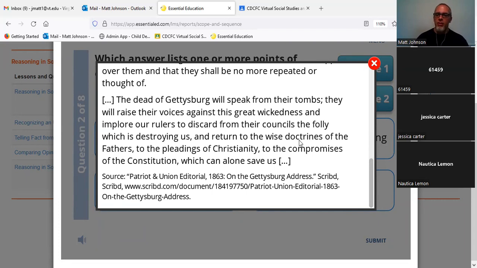So there are other things that you can assume about these writers. They're not fans of the war, especially in that last line, right? The wise doctrines of the fathers, the compromises of the Constitution, which can only save us. Very critical.